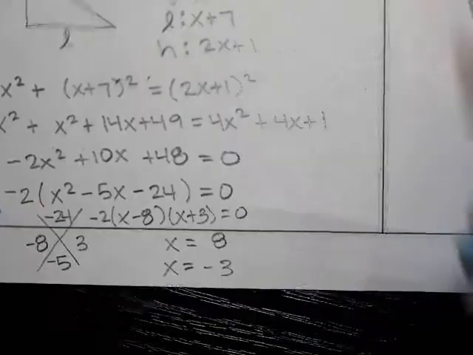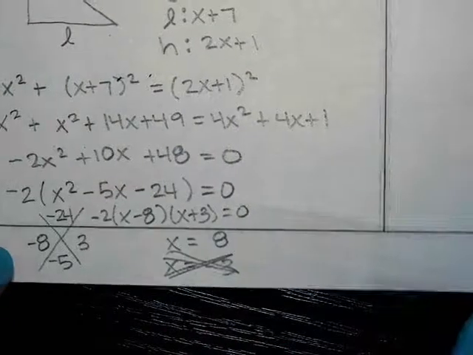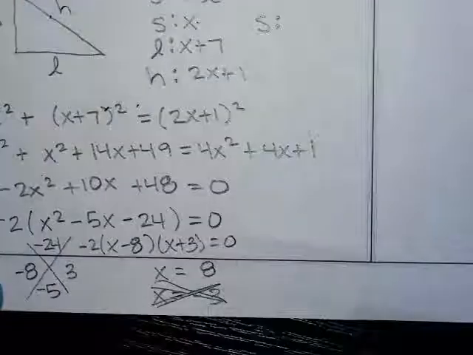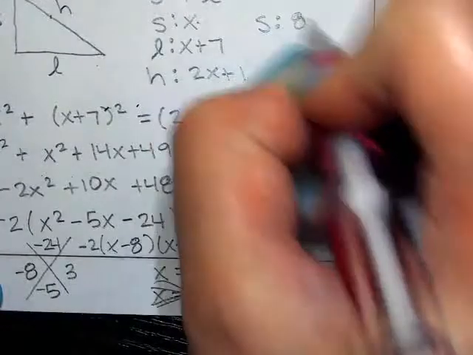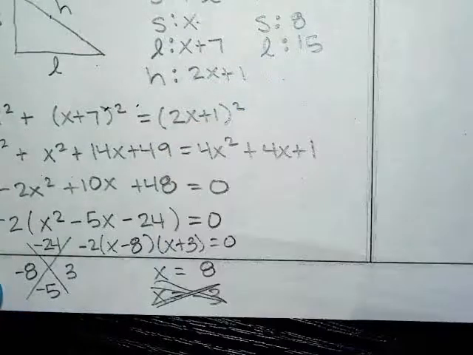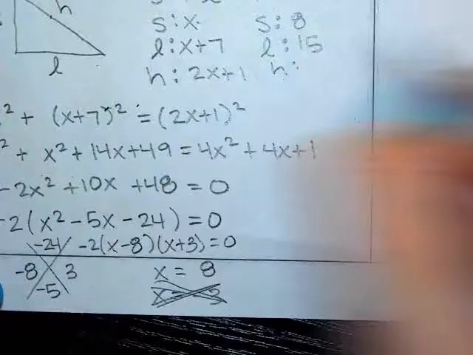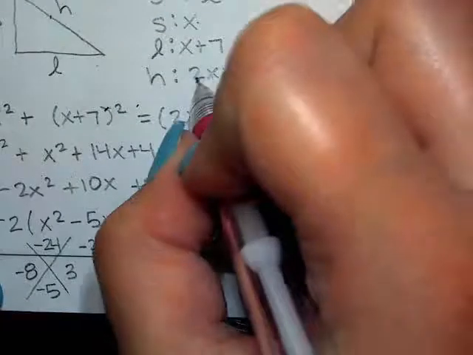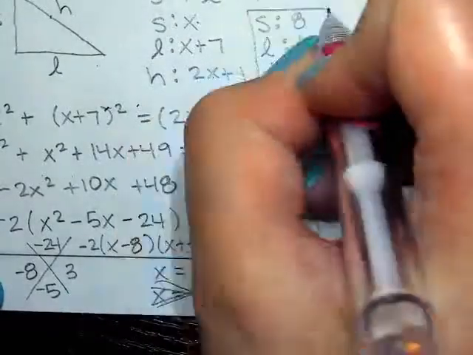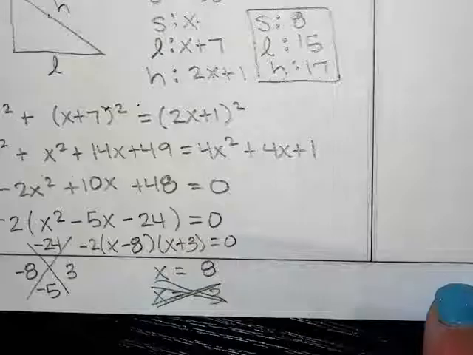Okay, so our short side is what? 8. Our long side is what? 15. And that's not our longest side, that's just the long leg. And then our hypotenuse is 2 times 8, which is 16, plus 1 is 17. And there's our 3 sides. Okay, so I think we're just going to do only the front side of this, and we're going to deal with the consecutive numbers tomorrow so that we don't overwhelm this sheet.